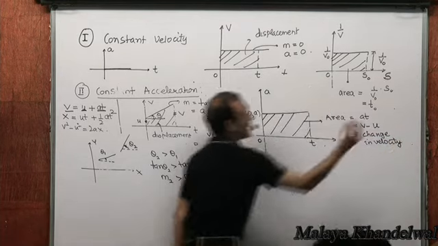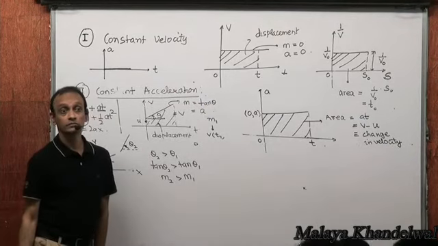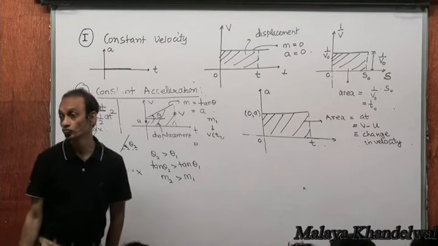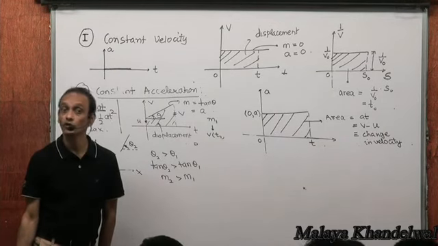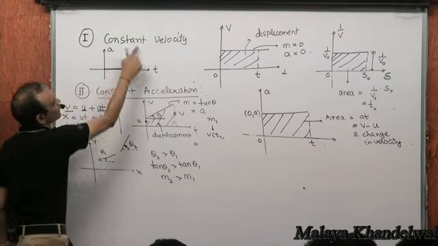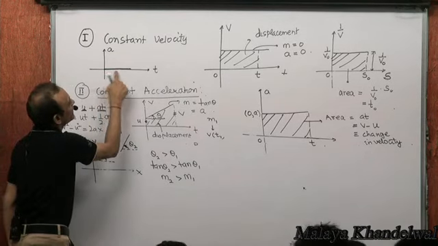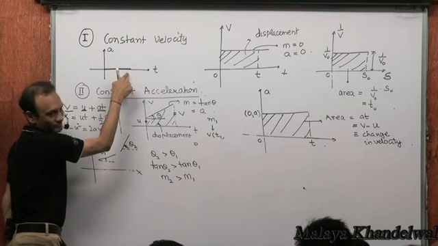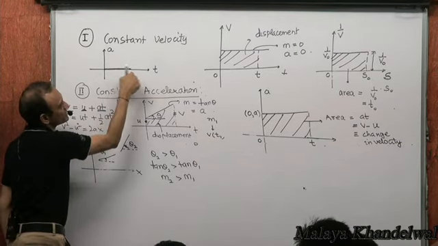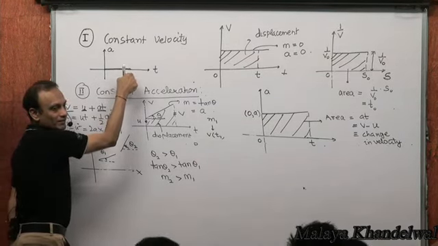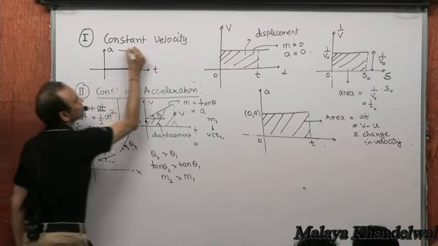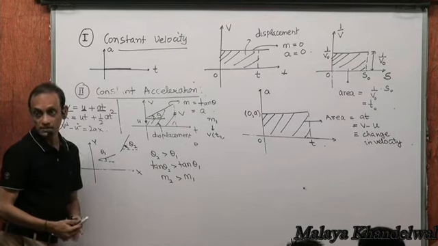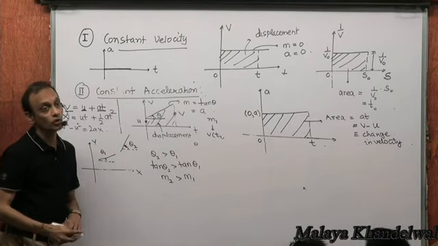So the area under the acceleration time graph will always be change in velocity. Look at the constant velocity case. The area under the acceleration time graph is 0, so change in velocity is 0. That's because it has constant velocity, so change in velocity ought to have been 0. Yes or no? Do you all understand this?